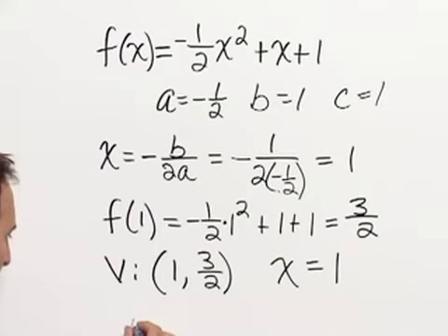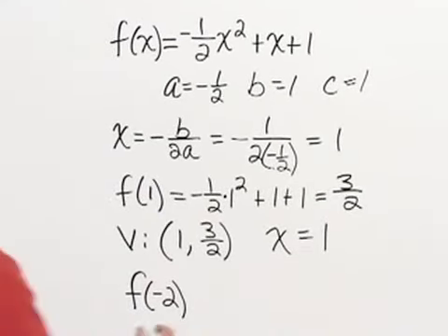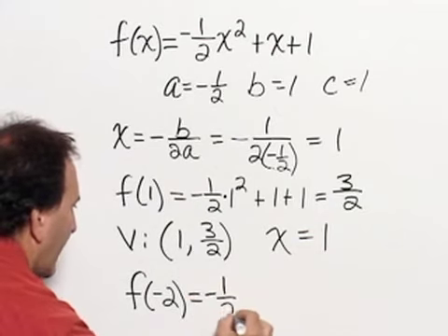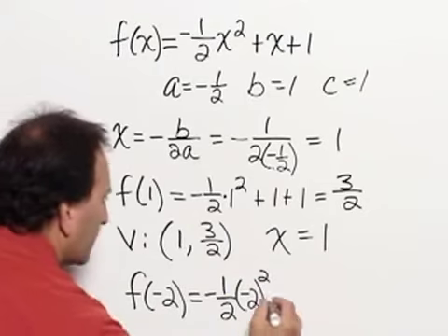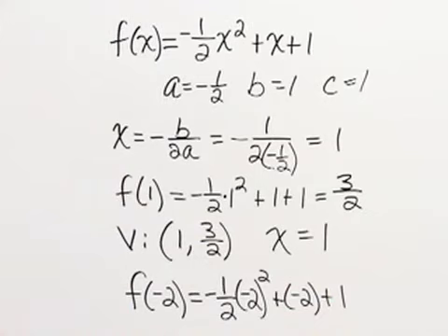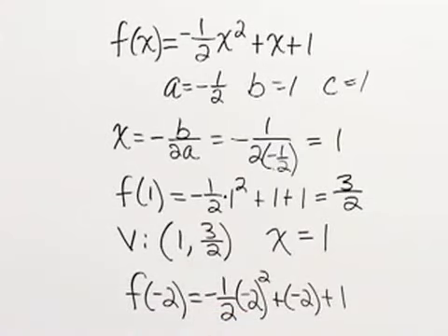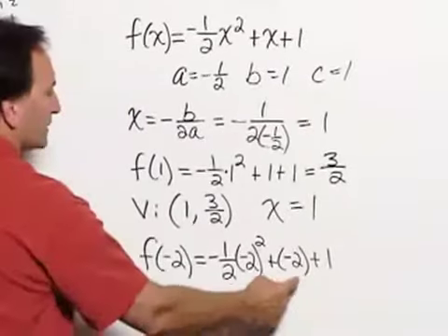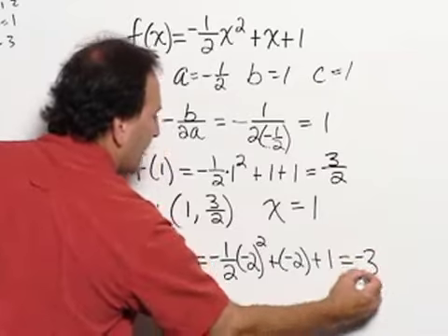We also need to evaluate f of negative 2. So that would be equal to negative 1/2 times negative 2 quantity squared, plus negative 2, plus 1. Now, negative 2 squared is positive 4. Positive 4 times negative 1/2 is negative 2. So we have a negative 2 plus a negative 2, which is negative 4, plus a 1, which is negative 3.